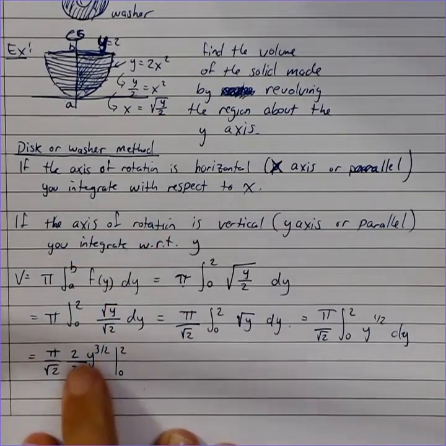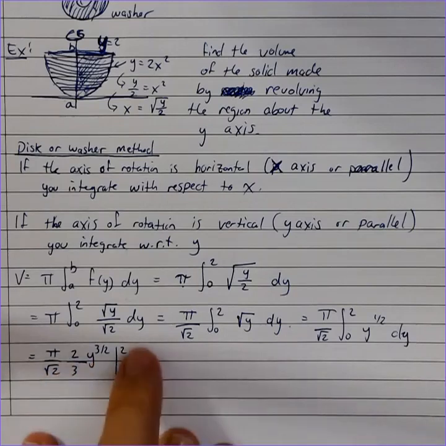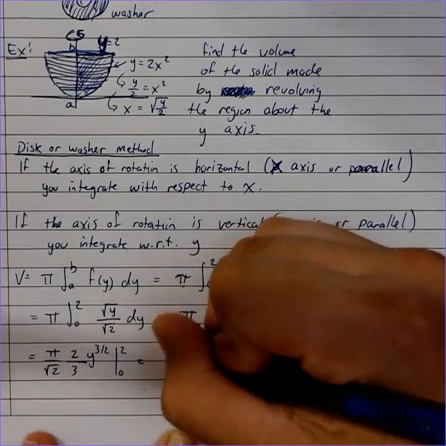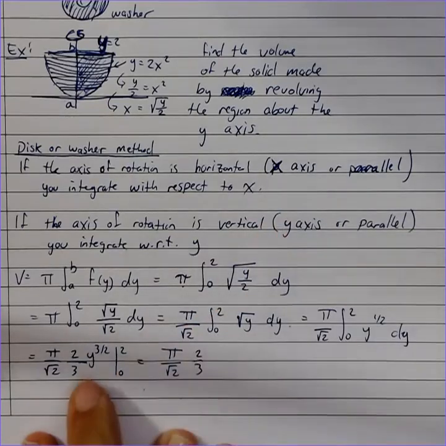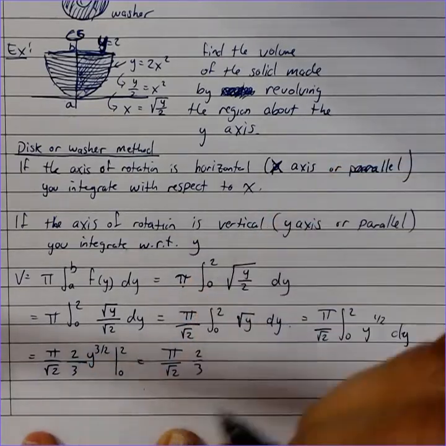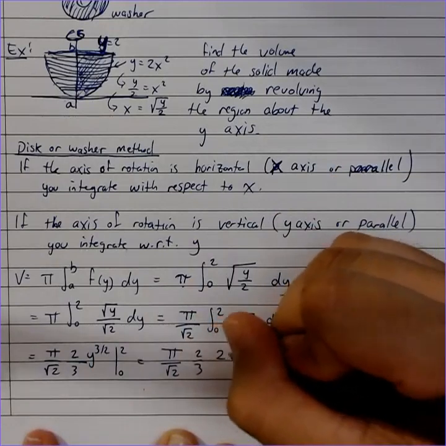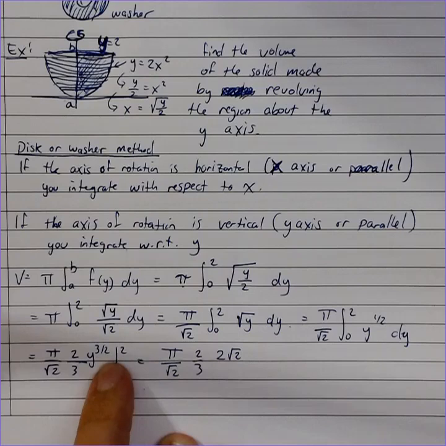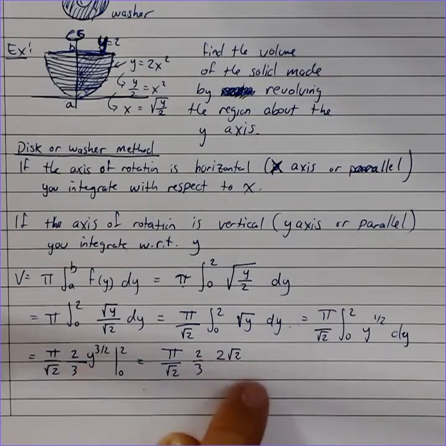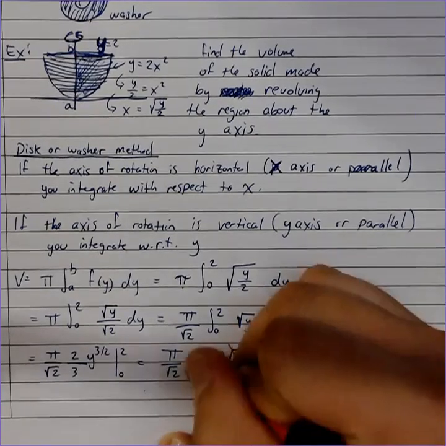Okay. Obviously, if you just plug in 0, that's 0, so we don't worry about that one. So the only thing we worry about is the number 2. So that's going to be pi over root 2 times 2/3 times 2 to the 3/2, which is 2 root 2, all right, plus 2 to the 2/2 times 2 to the 1/2. Well, 2 to the 2/2 is just 2. 2 to the 1/2 is the square root of 2. And those nicely cancel out.